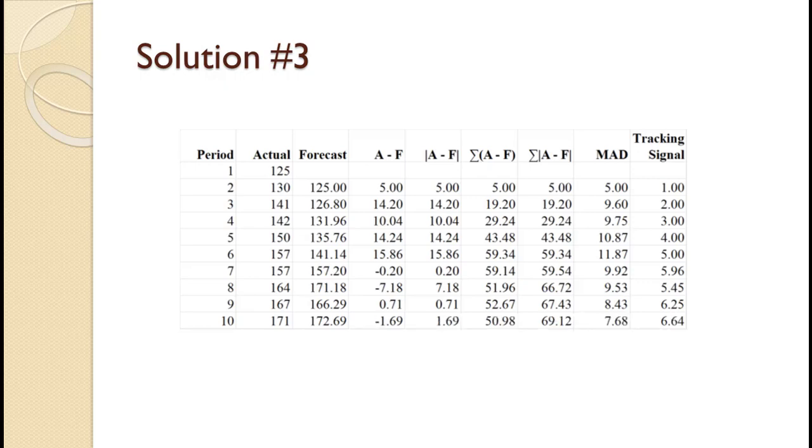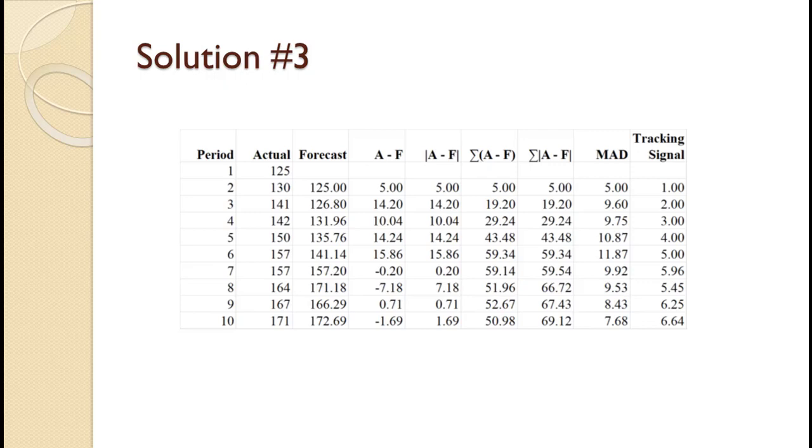For period 10, 171 minus 172.69 equals negative 1.69. The absolute value of negative 1.69 is 1.69. The cumulative A minus F is 52.67 plus negative 1.69 equals 50.98. The cumulative absolute value A minus F is 67.43 plus 1.69 equals 69.12. The MAD is the cumulative absolute value A minus F value of 69.12 divided by 9 equals 7.68.